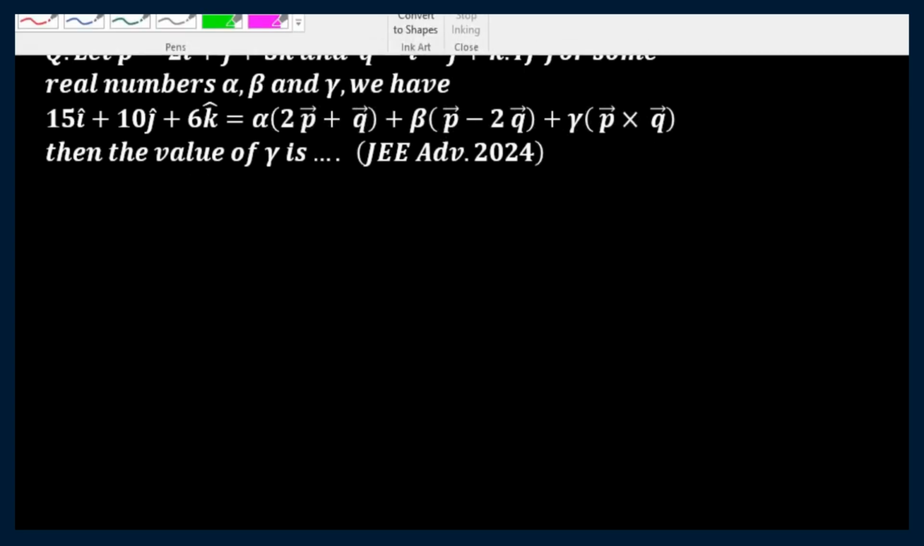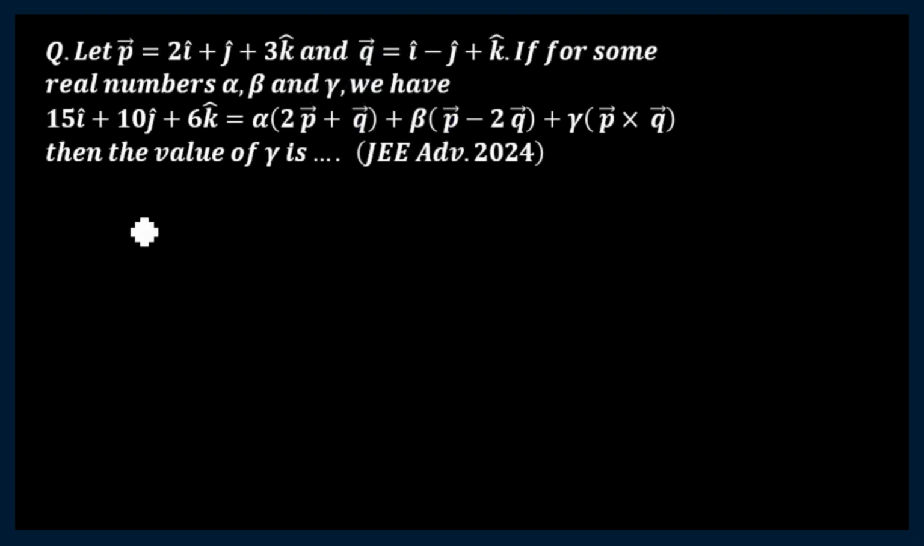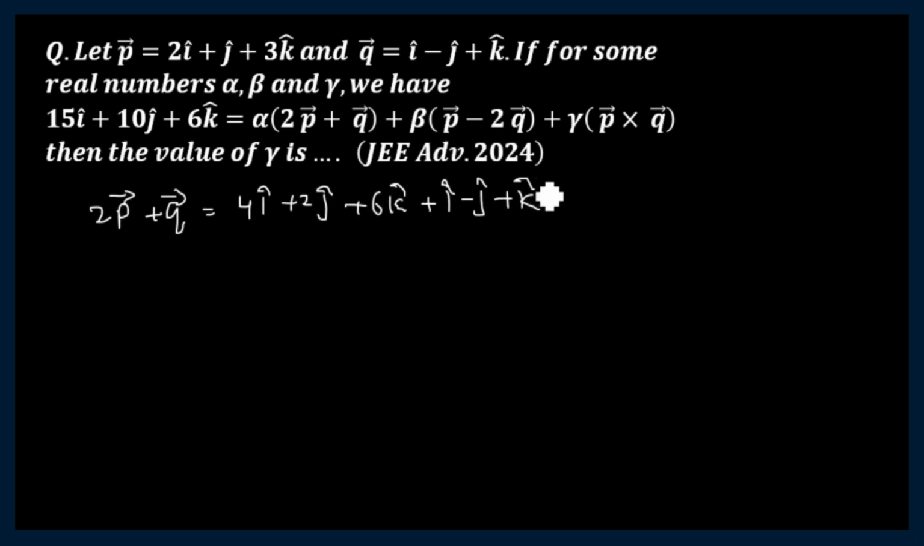सो जस्ट वे सिंपली फर्स्ट फाइंड क्या हमें क्या फाइंड करना है 2p वेक्टर प्लस q वेक्टर फाइंड करना है. सो 2p वेक्टर, सो p वेक्टर को 2 से मल्टीप्लाई करने पे वी गेट हियर द 4i प्लस 2j प्लस 6k and plus q vector is i minus j plus k. So we get here what? We get here the 5i cap plus j cap plus 7k cap, right? That is 2p vector plus q vector.